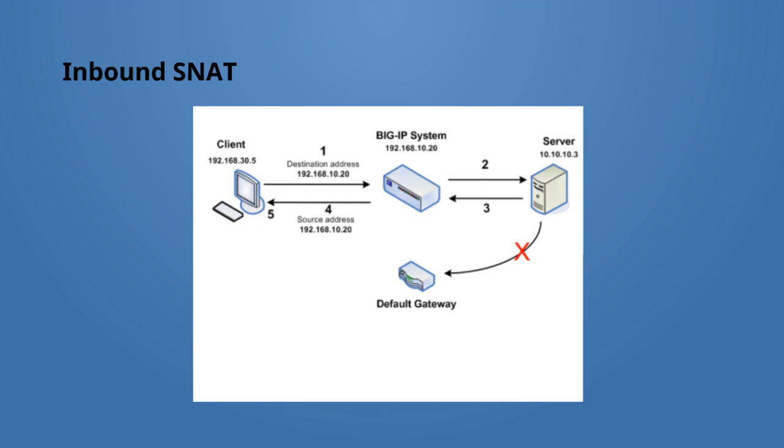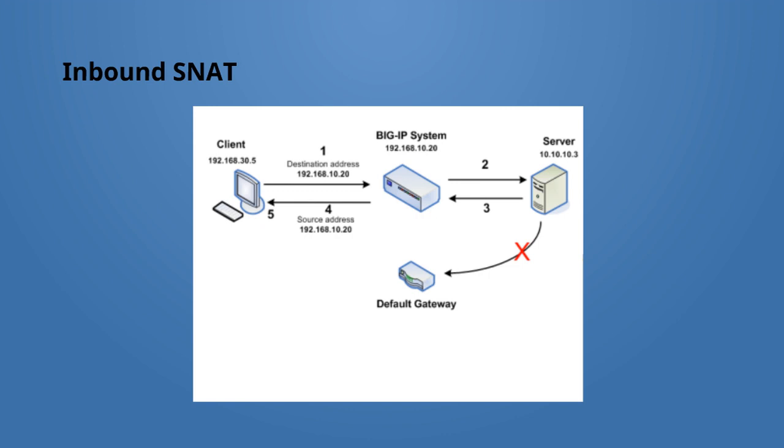To illustrate an SNAT inbound flow properly with an example, I've taken this diagram from the F5 website, and you can find all of the references down below. Do check them out because they're really good. So here we can see a client on the left with an IP of 192.168.30.5 is going to hit the server 10.10.10.3, which is on the right of the screen. And so what happens here is they connect via the BIG-IP system, which is sitting in the middle.